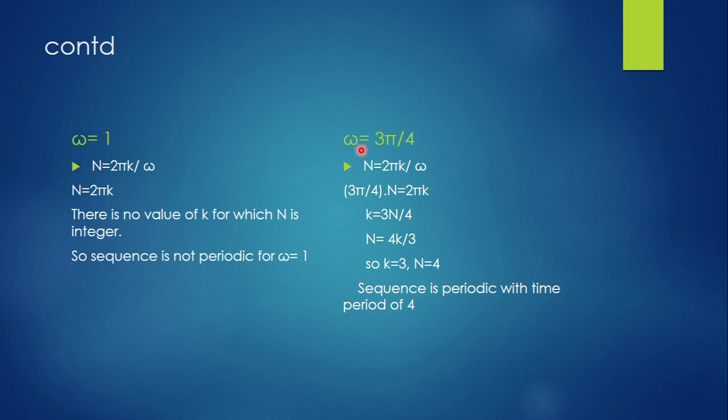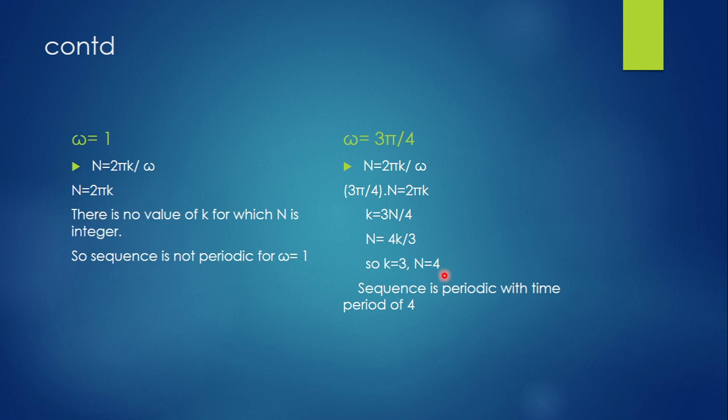Now on the other hand, take omega equal to 3 pi upon 4. You put the value of omega in that, and what you get is k is equal to 3N upon 4, and N is equal to 4k upon 3. Suppose k is equal to 3, N is equal to 4. For k equal to 3, your sequence is periodic with a time period of 4. Capital N is equal to 4. So it is very clear from this example. For omega equal to 1, the signal is not periodic. For omega equal to 3 pi upon 4, the sequence is periodic.